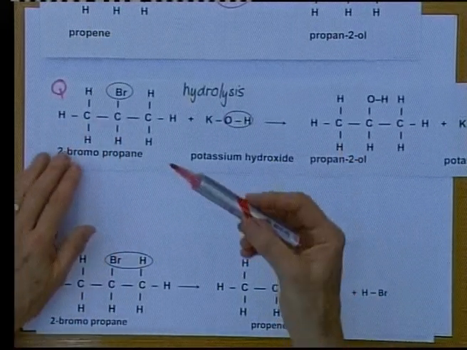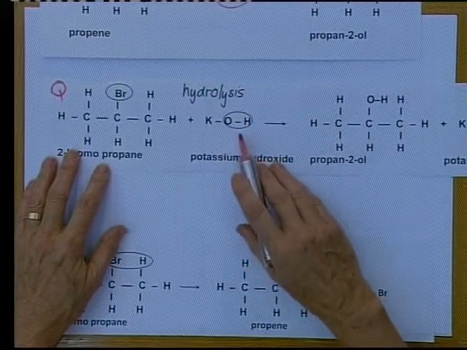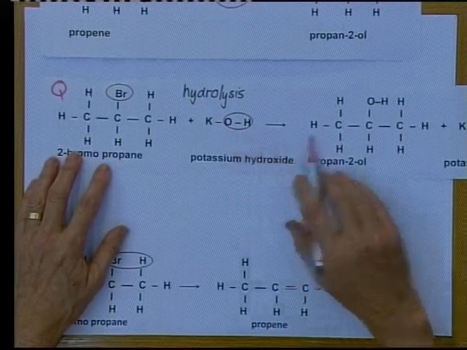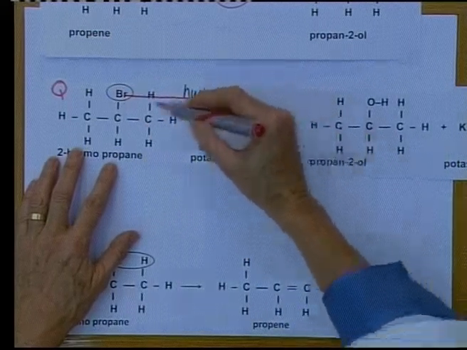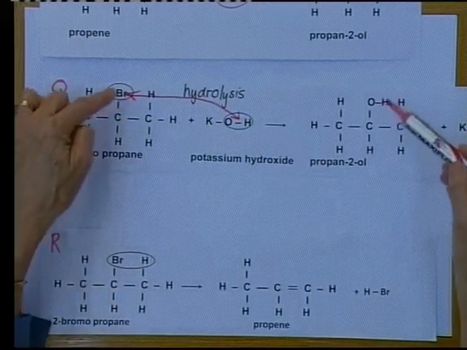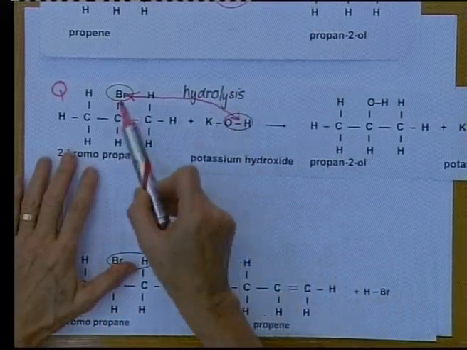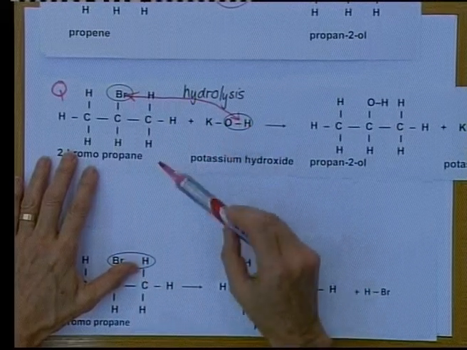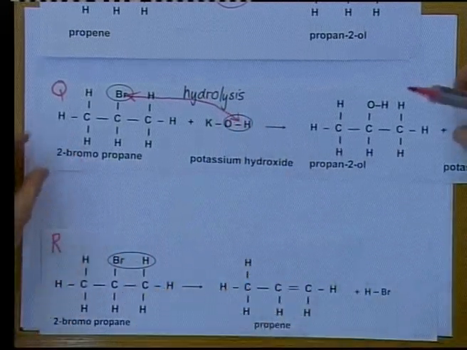If we look at Q, then you've got this one, and then you've got KOH, and they say that in Q, it changes into an alcohol. So what happens is that the bromine there is substituted by that one. That is why you see the OH there now, and the Br there. So it's substitution. And you remember what I said? This kind of reaction, where the halogen is replaced by an OH from an alkali, is called hydrolysis. It is important that you know that.